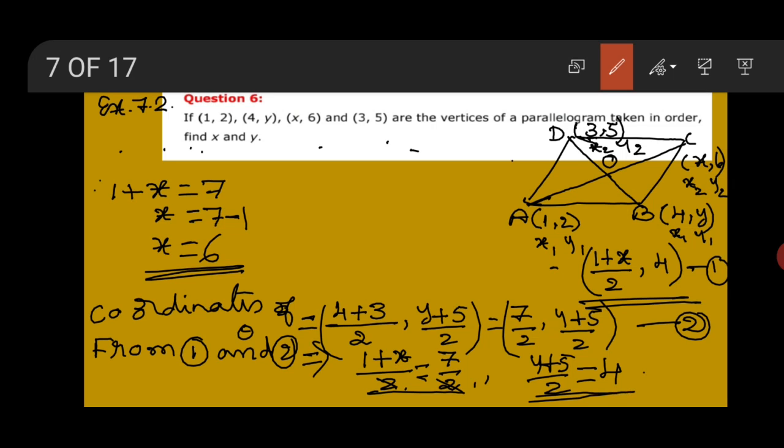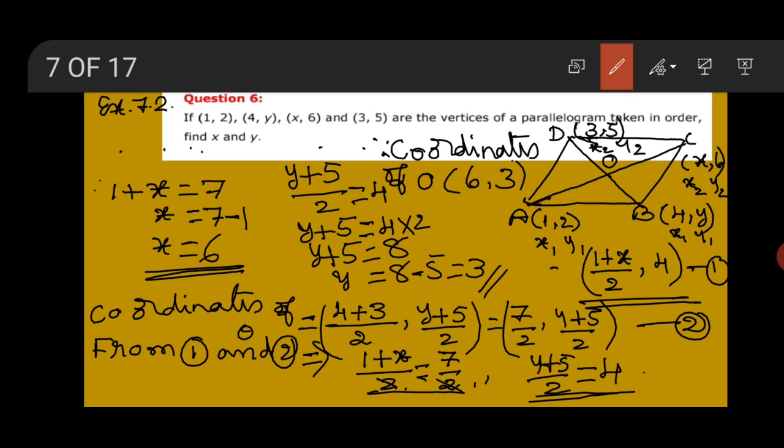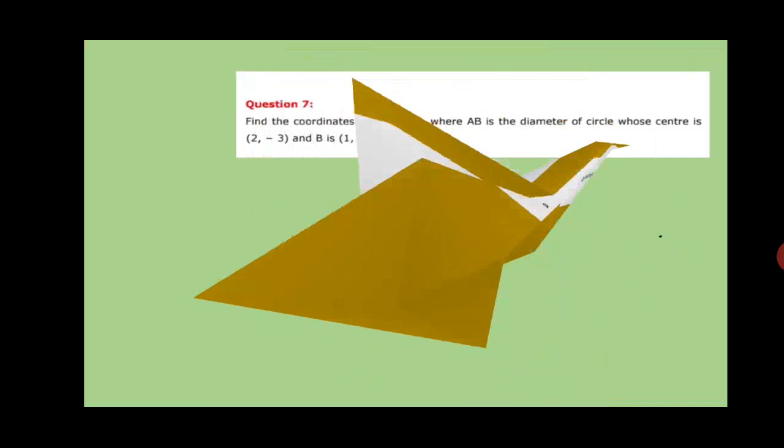Similarly, in this equation, (y plus 5) by 2 is equal to 4. Now carry the divided by 2 to the right hand side, it becomes multiplied by 2. So 4 into 2 is equal to what? 4 twos are 8. Therefore y is equal to 8 minus 5. You can say x is equal to 6 and y is equal to 3. Right? Now let us see the 7th question.